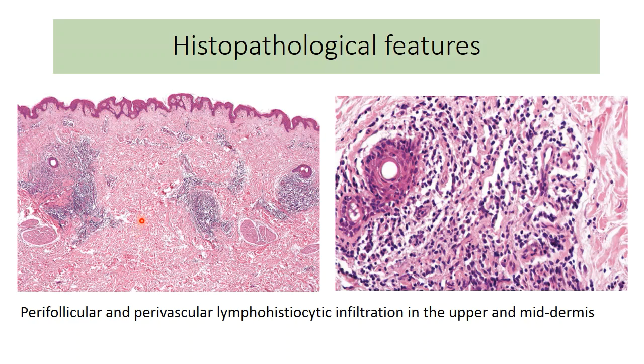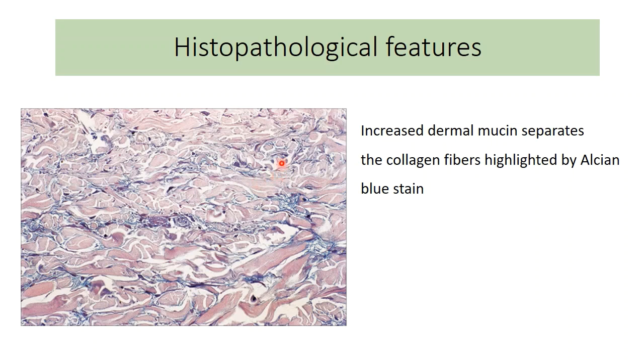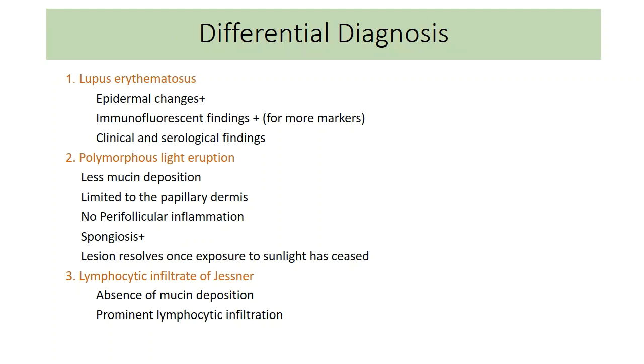The histopathological features are perivascular lymphohistiocytic inflammation involving the upper and mid dermis and associated perifollicular inflammation. On high magnification, in addition to the perivascular inflammation, there is perifollicular lymphohistiocytic inflammation. Another important finding is increased dermal mucin, which separates the collagen fibers, and it is highlighted by alcian blue stain. So the differential diagnosis of this entity is lupus erythematosus.